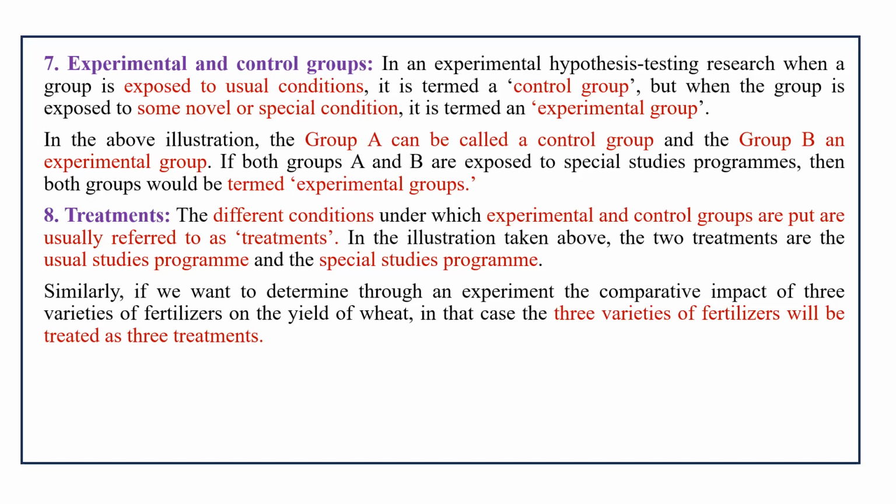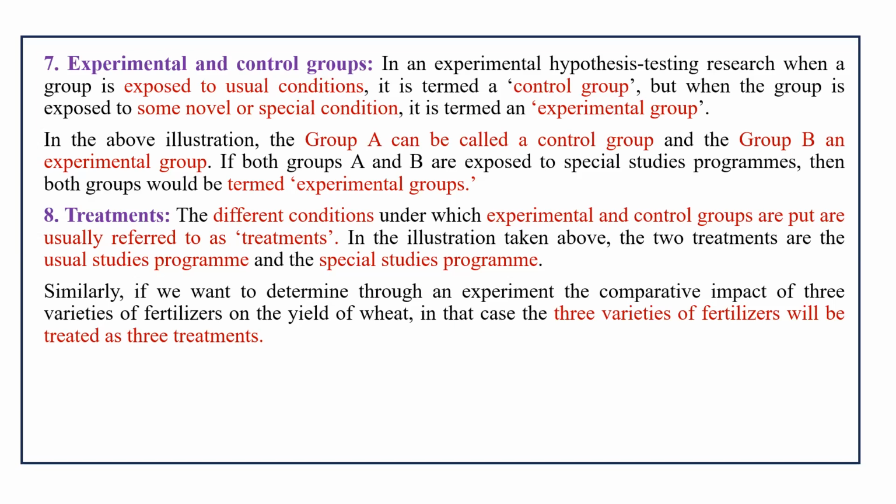Then the treatments: you can give different conditions to the experimental groups, which are actually called treatments. So treatments are always given to the experimental group, right? And the non-treatment group is always the control one. So for example, if we want to determine through an experiment the comparative impact of three varieties of fertilizers on the yield of wheat.